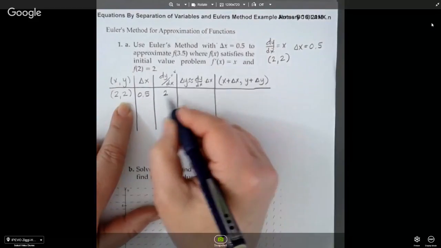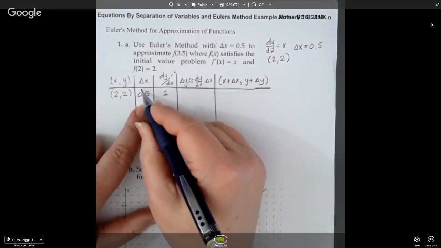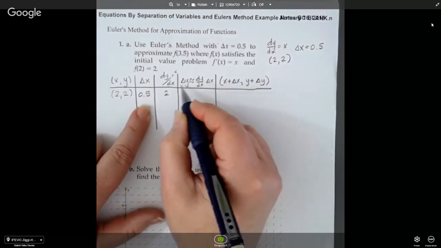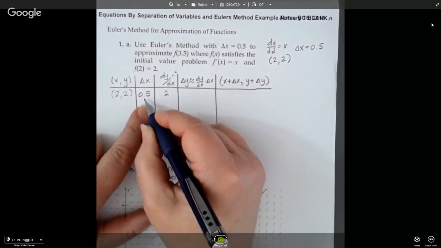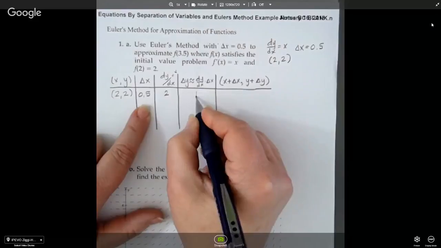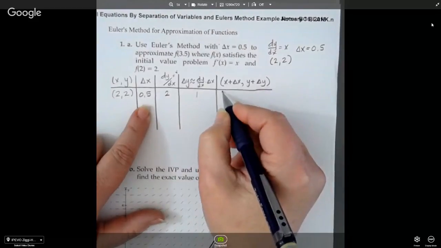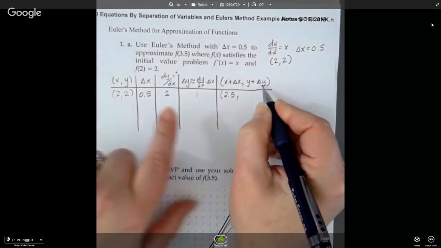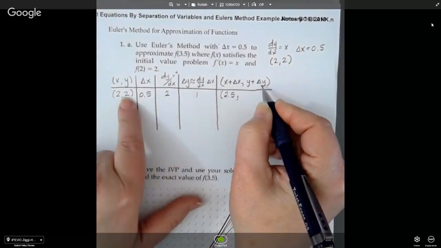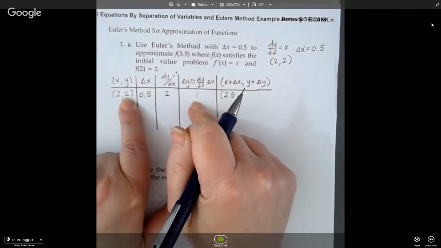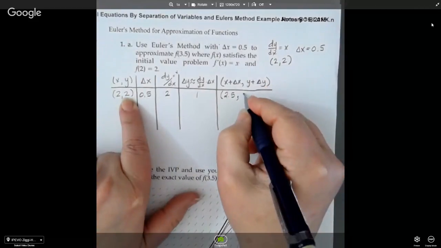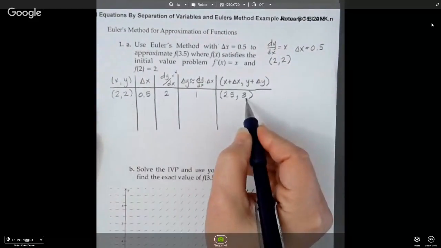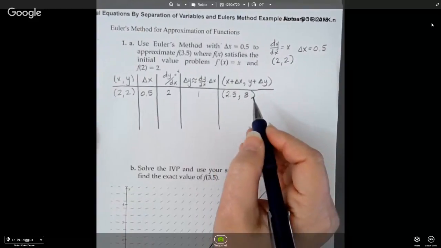So delta x and dy/dx are going to be used. I'll multiply them together here, dy/dx times delta x, to approximate what delta y is going to be. So if I multiply these two together, I get 1. And my new point is going to be x plus delta x. Well, that'll be 2.5, comma, and then I take y and I add delta y to it. And so this is going to be 2 plus delta y, which is 2 plus 1, which is 3. So my new point, I have moved from 2, 2 to 2.5, 3 using Euler's method of approximation.